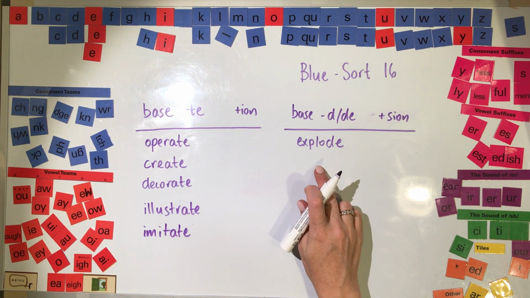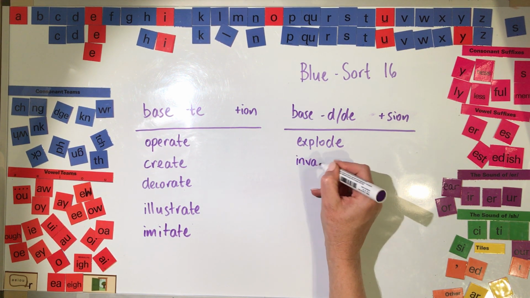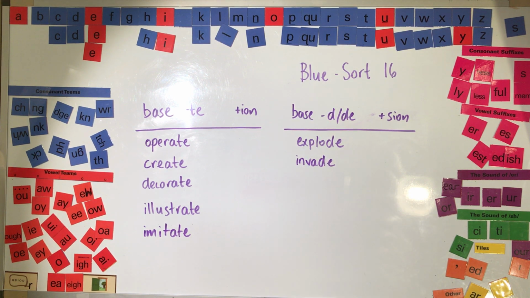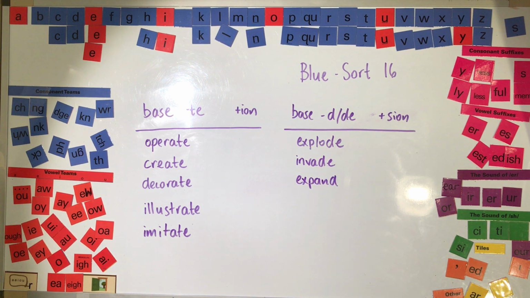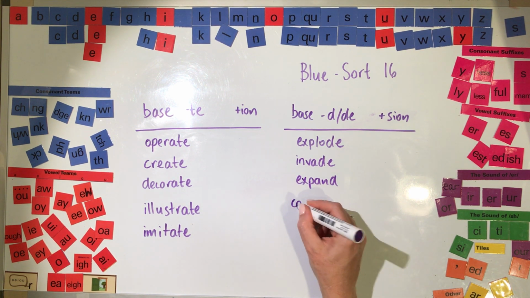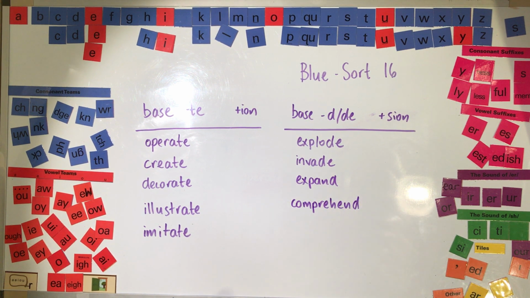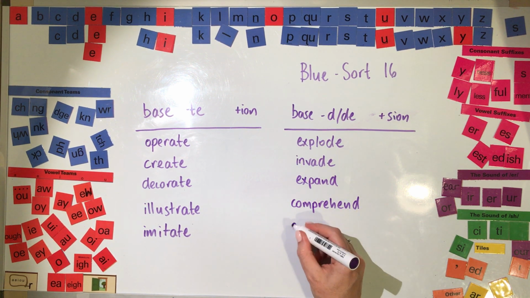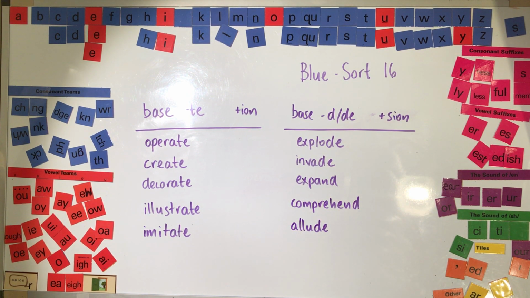Okay, let's do the D ones now. So I've got explode, we've got invade, we've got expand, we've got comprehend, we've got allude. Do you know what allude means? It means you're sort of referring to something without specifically saying it.